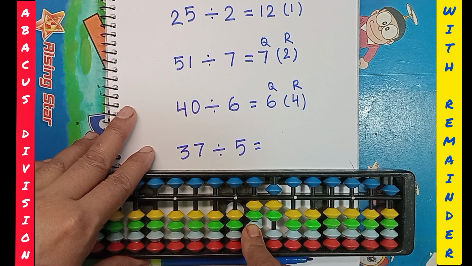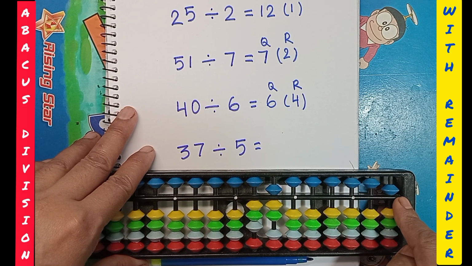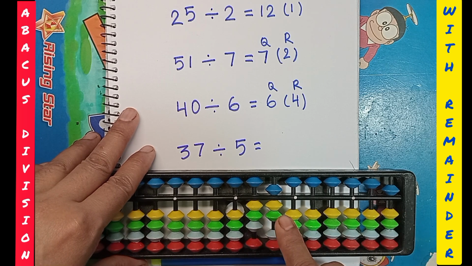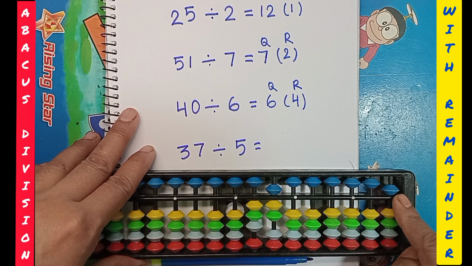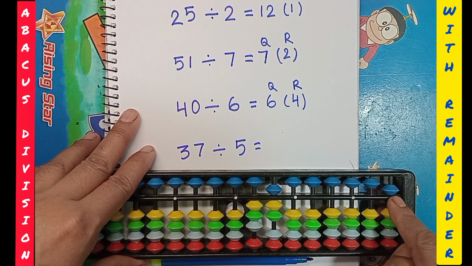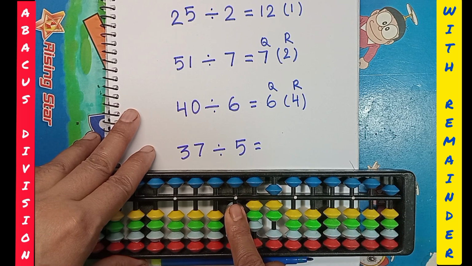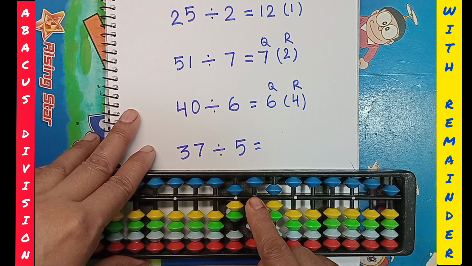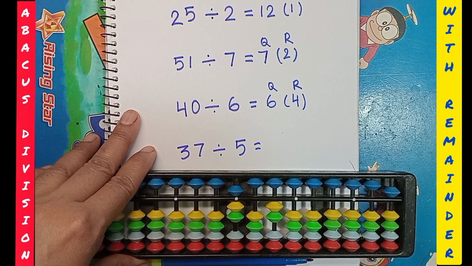Consider the first rod, that represents 3. 3 is not divisible by 5. That's why we need to consider 2 rods. 3, 7, 37. 37 is not divisible by 5, but we can get the nearest answer. 5 times 7, 35. We consider 2 rods and the divisor is a single digit. So we will not jump any rod. We will put the number just beside this rod. 5 times 7, 5, 6, 7, 35. Less 30 and less 5. 2 is left. Quotient is 7 and 2 is the remainder.